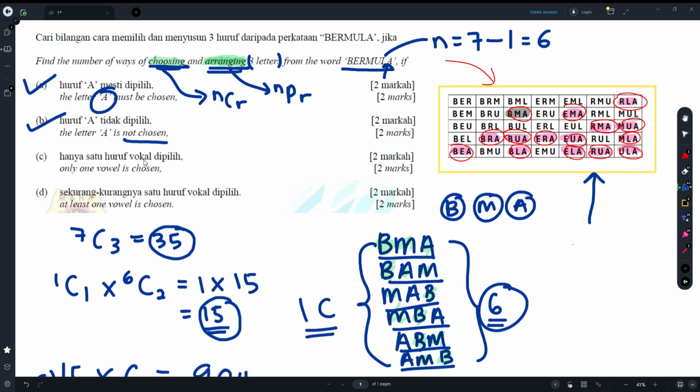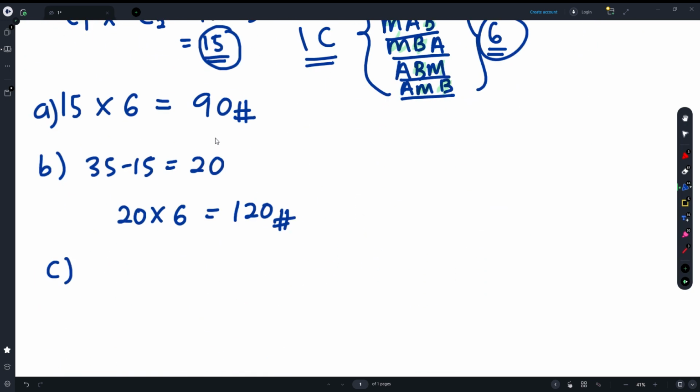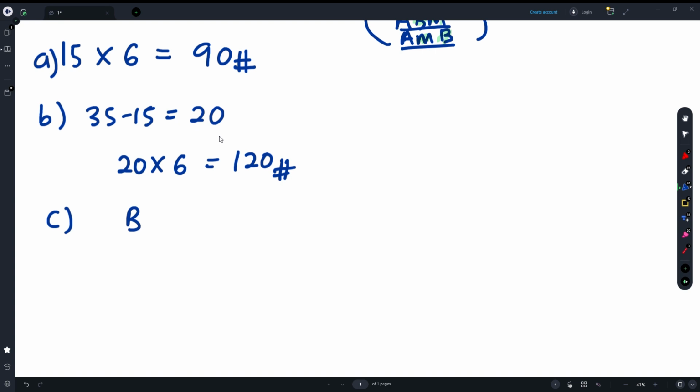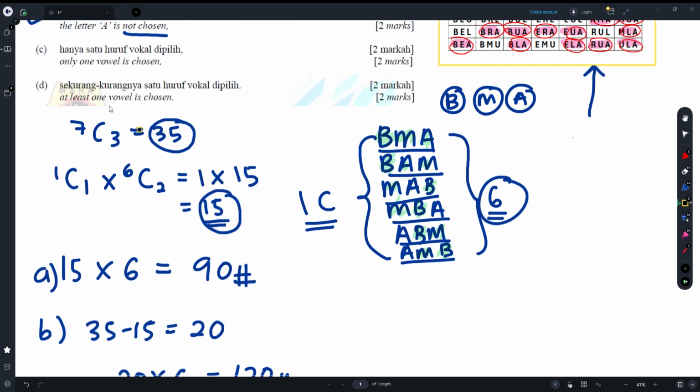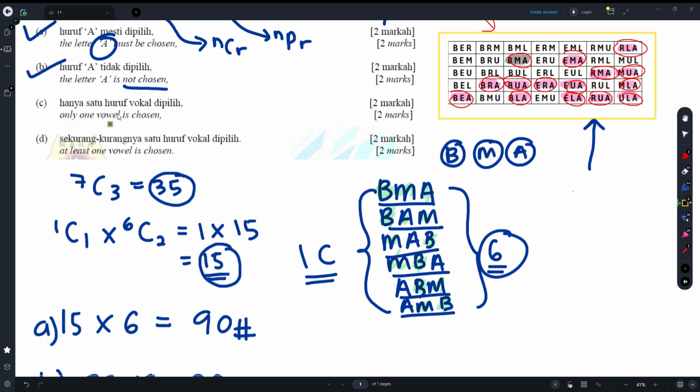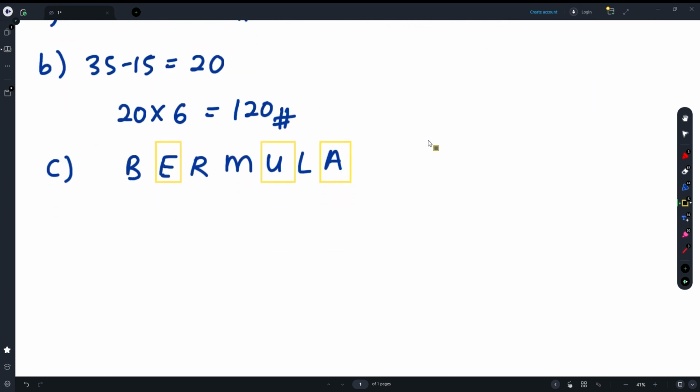Okay, part C, you've got to analyze deeply because we need to know what are the vowels involved. As you can see, we have the word Bermuda. So basically, this is my vowel, this is my vowel, and this is my vowel. They are requesting us to find only one vowel is chosen. So we have a total of 3 vowels.